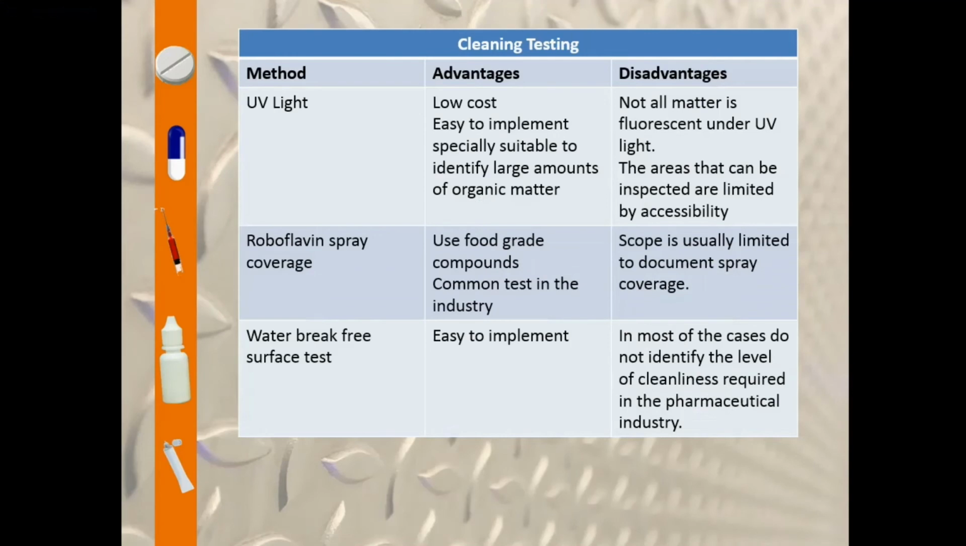The inspection with UV light and the riboflavin spray coverage are two variations of visual inspections. UV light, also known as black light, helps to identify organic matter, like the riboflavin, also known as vitamin B2. The riboflavin is a food-grade compound that is very soluble in water. In the testing, we put on the same process condition a vitamin B2 solution through the spray device. Then we inspect with UV light the tank or the equipment that is supposed to be cleaned. If the spray device is working correctly, all the areas to be cleaned should be covered with the riboflavin solution.